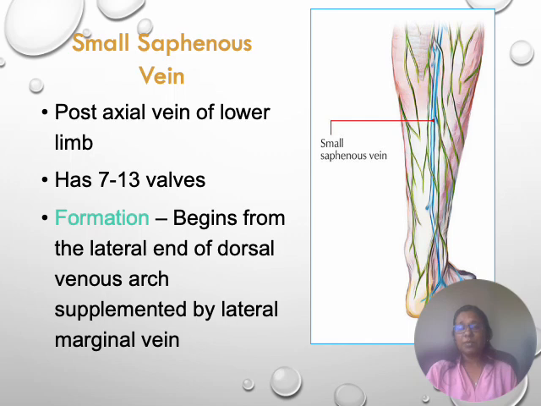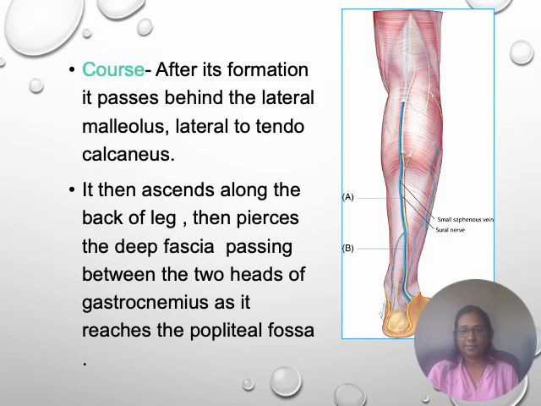Its formation: it begins from the lateral end of the dorsal venous arch, supplemented by the lateral marginal vein, which is the dorsal distal vein of the little toe. So now we have learned the formation of the small saphenous vein. Let us see the course of the small saphenous vein.